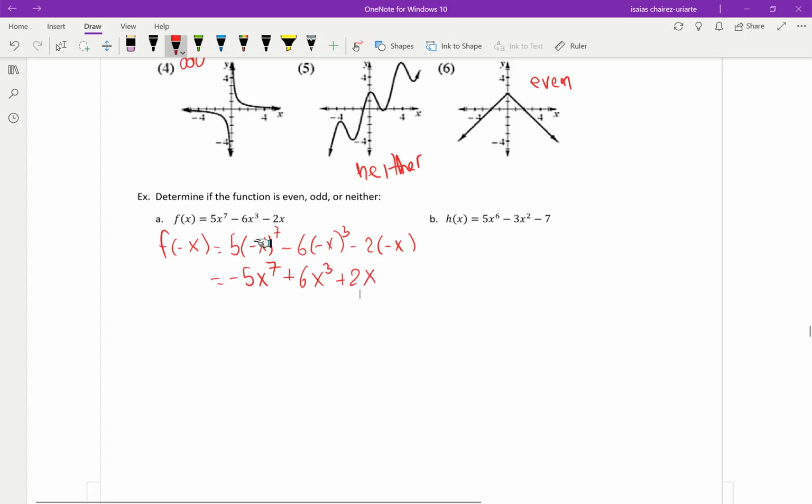So hopefully you're okay with what I did here. The negative x to the 7th becomes just negative x to the 7th. Negative x to the 7th times positive 5 becomes negative 5x to the 7th. And then negative x to the 3rd power becomes negative x cubed. Negative x cubed times negative 6 becomes positive 6x cubed. And then negative 2 times negative x is positive 2x. So that is f of negative x. Let me also compute negative f of x. Negative f of x just means put a negative in front of your original function.